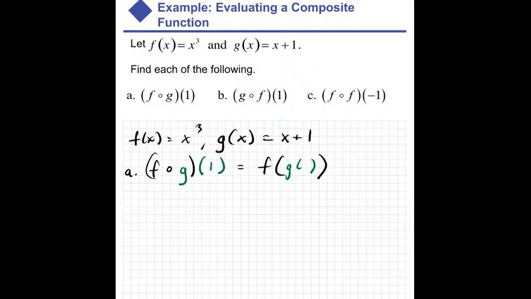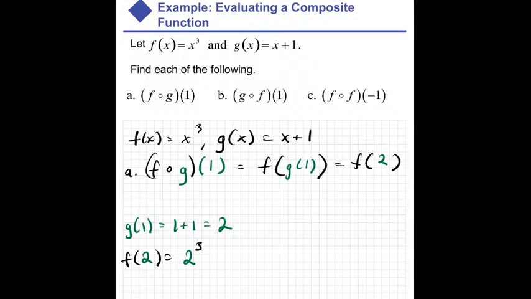Right? So with this case, we can actually find g of 1 first. If we do g of 1, that's going to be 1 plus 1, and that's going to be 2. So we can actually take that 2 and plug it into f. So if we do f of 2, that's going to be 2 cubed, and I think that result is 8. So f of g of 2 ultimately is 8.